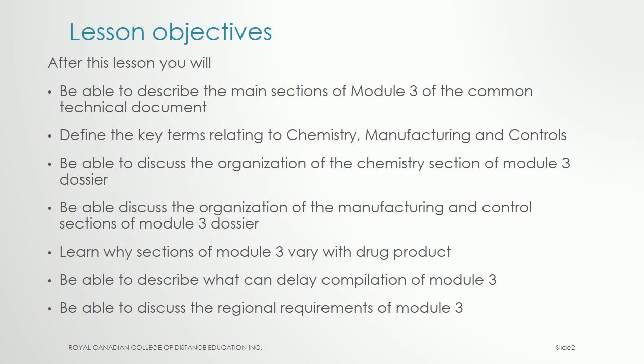Lesson objectives. After this lesson you will be able to describe the main sections of Module 3 of the Common Technical Document. Define the key terms relating to chemistry, manufacturing and controls. Be able to discuss the organization of the chemistry section of Module 3 dossier. Be able to discuss the organization of the manufacturing and control sections of Module 3 dossier.